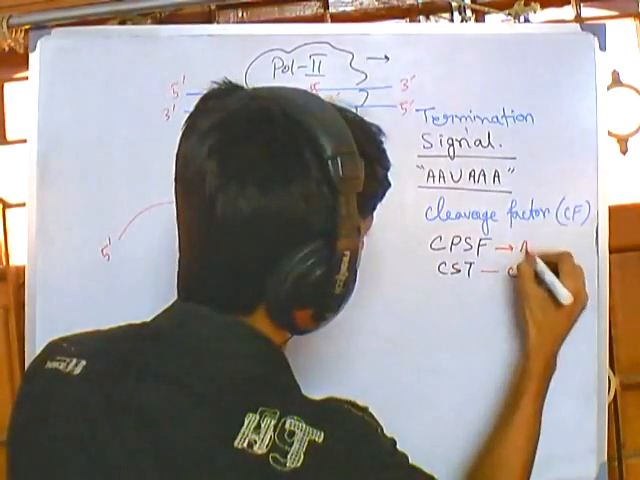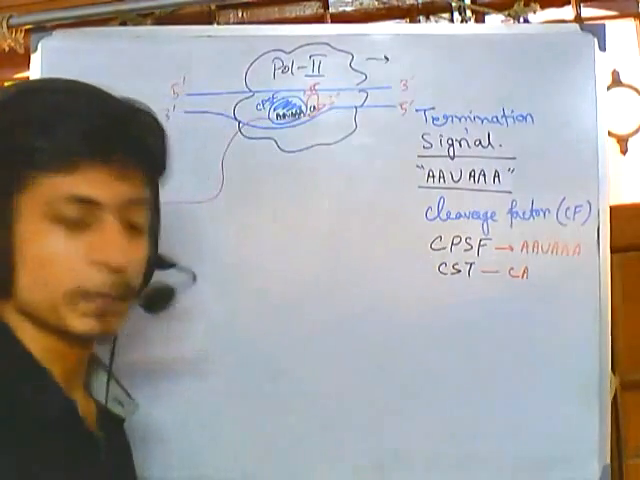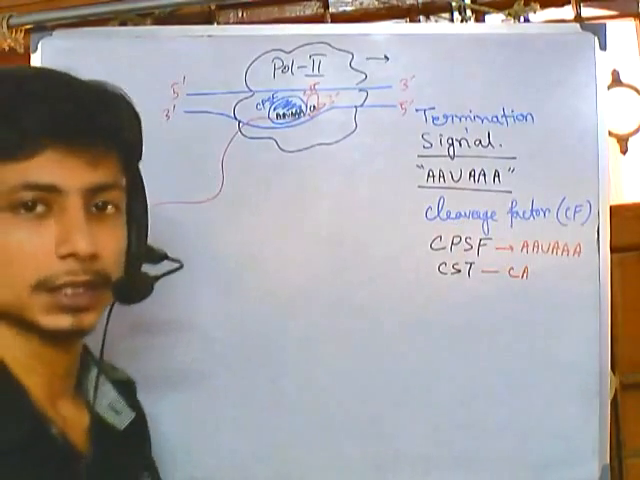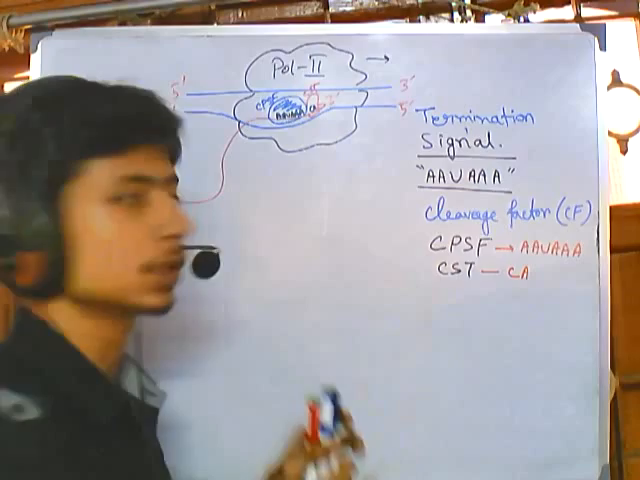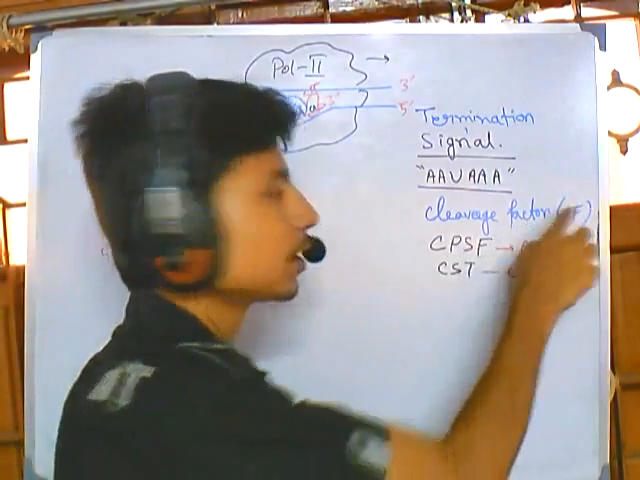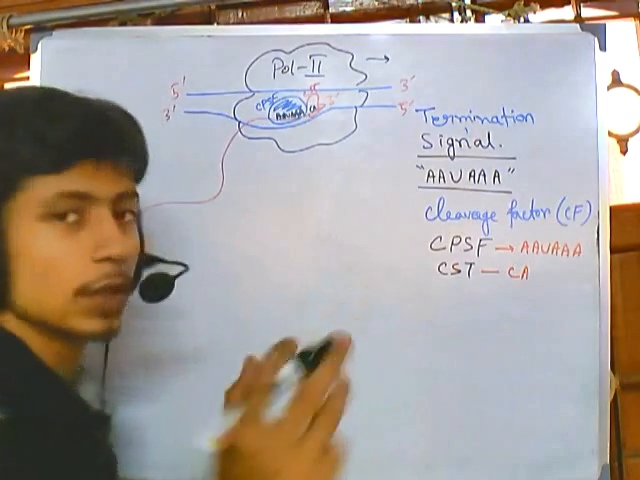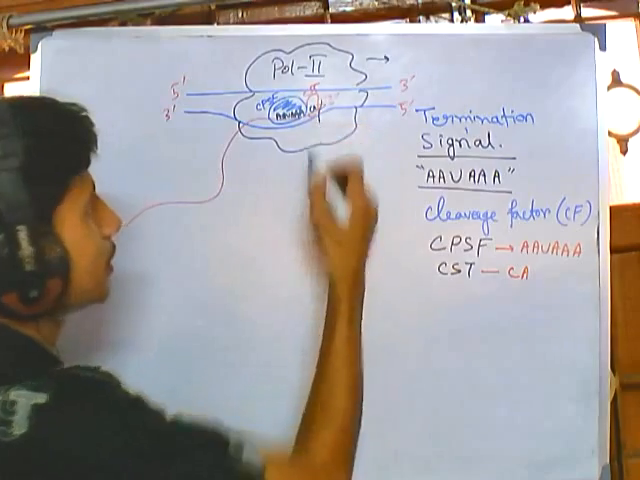It is going to bind with this AAU or termination signal. After the binding of these special factors to these specialized sequences, they will recruit the endonuclease, and the endonuclease here is a cleavage factor or CF. Now CF comes to the place, and CF will cleave this sequence from this region.